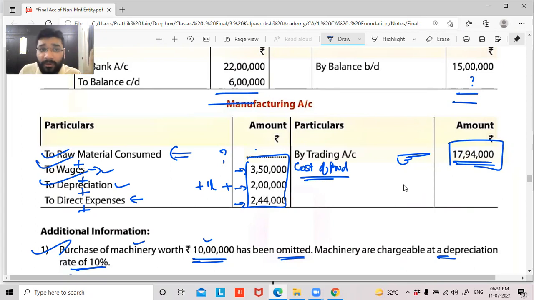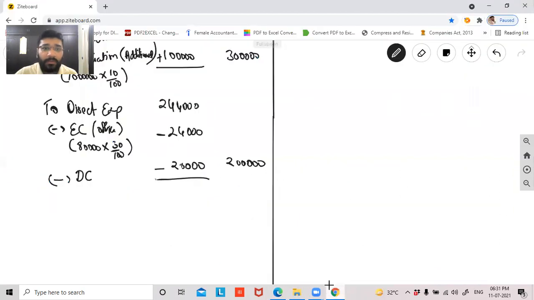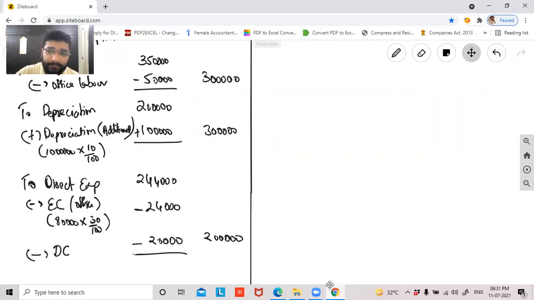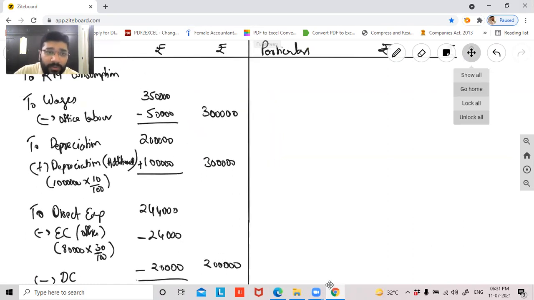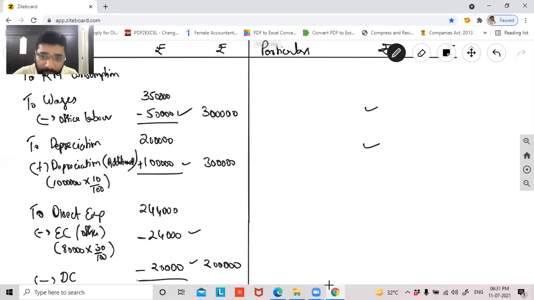So whatever the raw material consumed was before we solved, the same raw material consumed is there now. We have only touched three things: wages account, depreciation account, and direct expenses account. So if I touch these three accounts, don't you think that to that extent, your trading account, that is your cost of production, should also change? Yes, sir. Everybody, I want an answer from everybody. So whatever you subtracted on the debit side, you'll subtract on the credit side also. Whatever you added on the debit side, you'll add on the credit side also. Let's do it, guys. Let's do it.